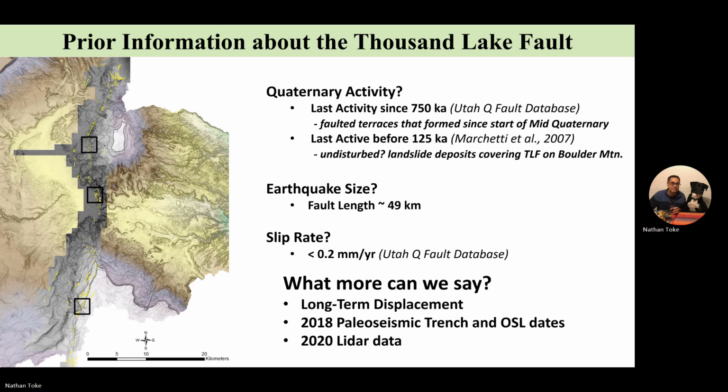And then Marchetti, one of my colleagues in 2007, had mapped some of the landslide deposits on the primary escarpment of Boulder Mountain. So just to the left of that southern box. And there, not too much was seen in those landslide deposits, but this was prior to LiDAR. So he said those landslide deposits were undisturbed by faulting. And so we can constrain the last activities to sometime older than 125,000 years ago.